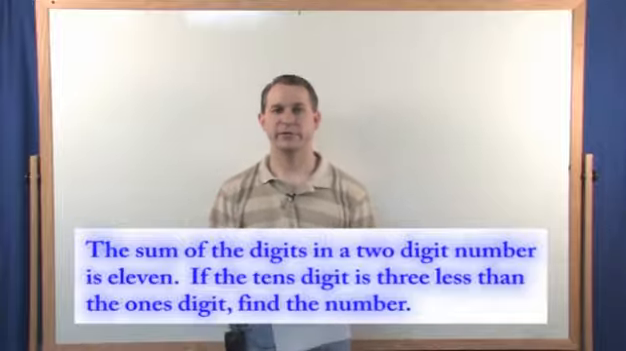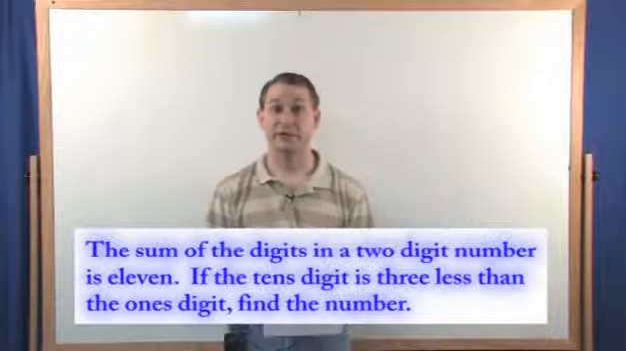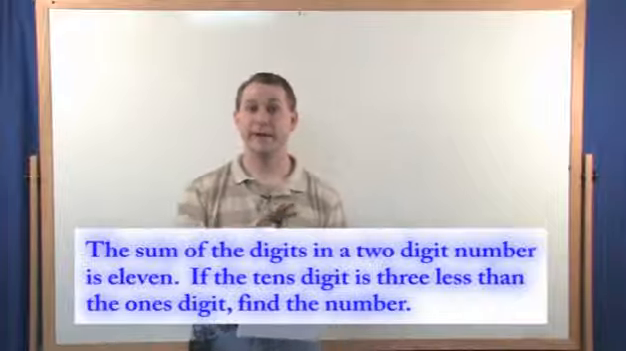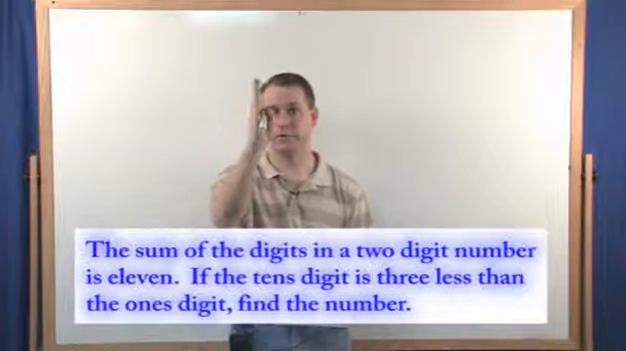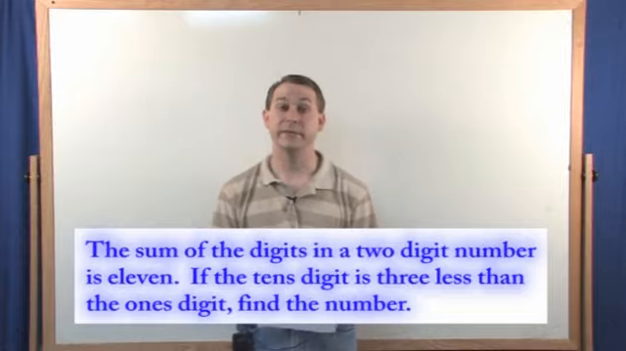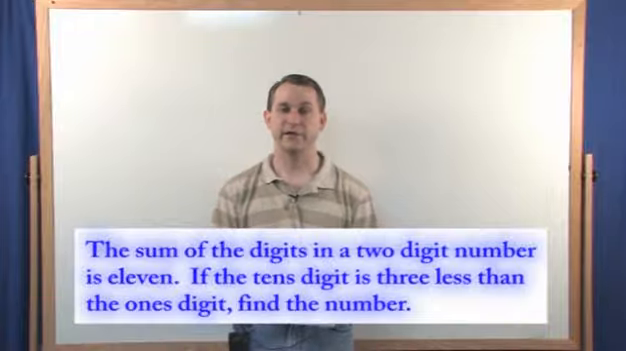The first thing we have to do, just like with any of these problems, is understand what it's actually asking us. So we have a 2-digit number, and we're going to be asked to find the number. There are 2 digits, 1, 2. The sum of the digits in this number must be equal to 11, and if the tens digit is 3 less than the ones digit, then we have to find the number.